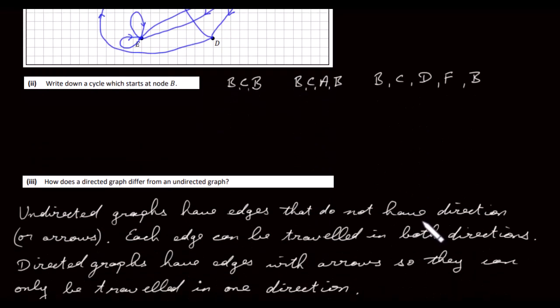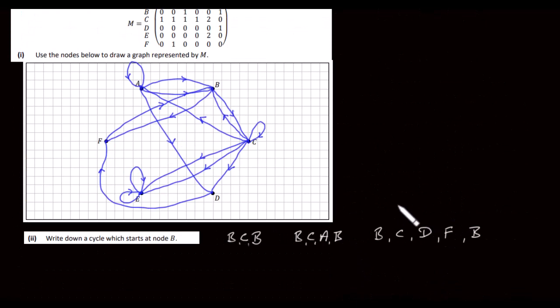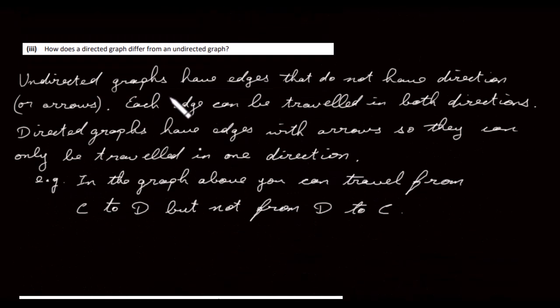Okay, so let's look at the next one then. I've written this one out. How does a directed graph differ from an undirected graph? Well, what I've said here is, undirected graphs have edges that do not have direction or arrows. In other words, each edge can be traveled in both directions. Directed graphs, on the other hand, have edges with arrows so that they can only be traveled in one direction. So in the graph above, for example, you can travel from C to D but not D to C. So when you come up along here, you can travel from C to D, but you can't travel from D to C. So that's my difference there between undirected and directed graphs.